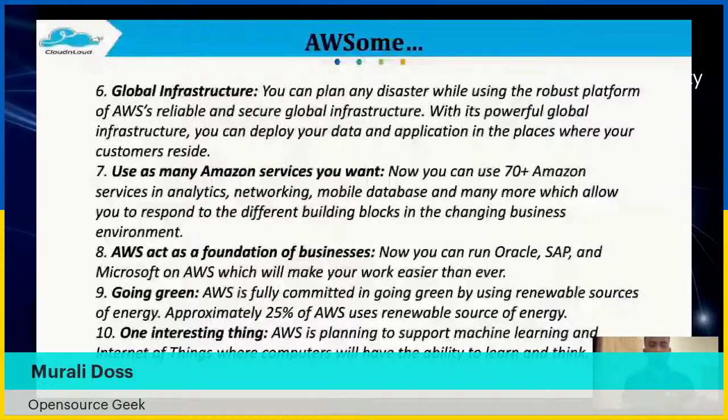So AWS contributes more to the environment. They are more concerned with going green, and they are fully committed to going green. They have renewable sources of energy, and approximately a percentage of AWS uses renewable sources of energy. And one interesting thing here is it supports machine learning and Internet of Things. That is a very hot technology, and it is the future of all the technologies around.